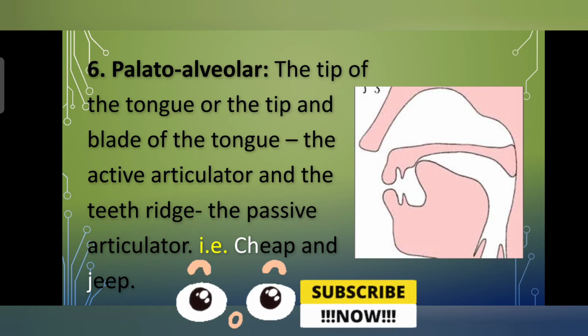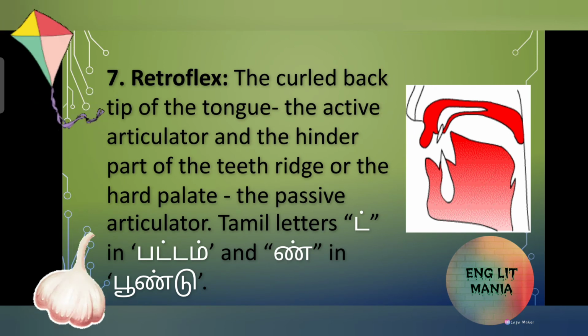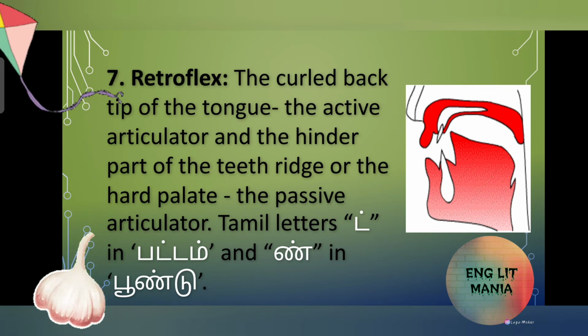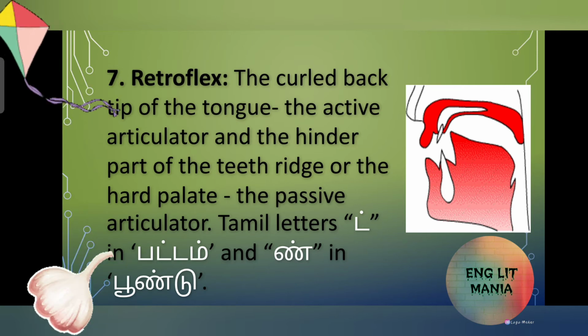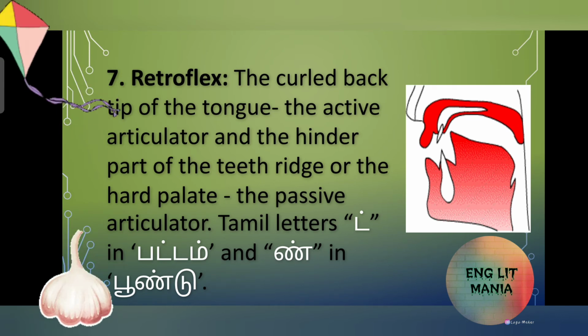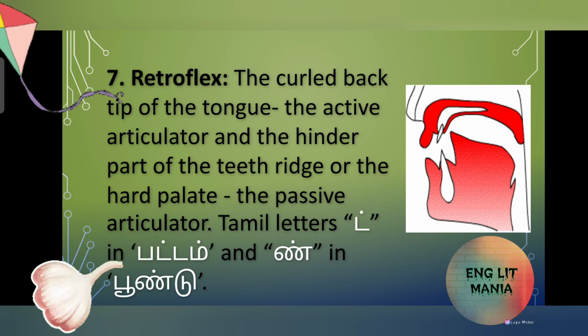The seventh type is retroflex. Here the curled back tip of the tongue is the active articulator and the edge of the teeth ridge or the hard palate is the passive articulator. For example, in Tamil, pattam and poond.